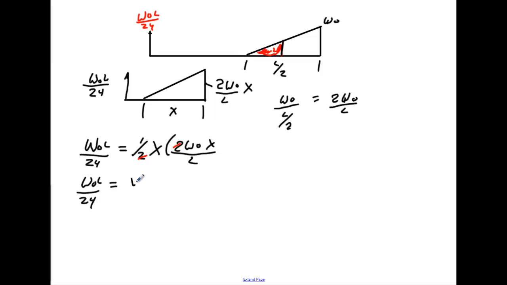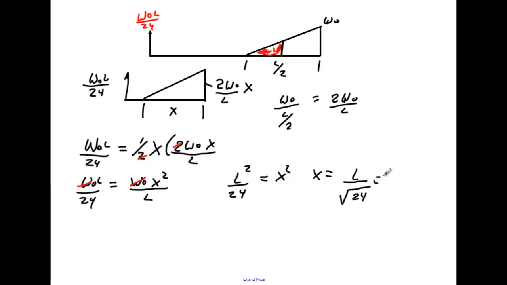And we will get WO X squared over L. Go ahead and solve for everything except for the X, and we can cancel the WO's. Move L to the other side, and we will get L squared over 24 is equal to X squared. When we take the square root, we will get X is equal to L over the square root of 24.